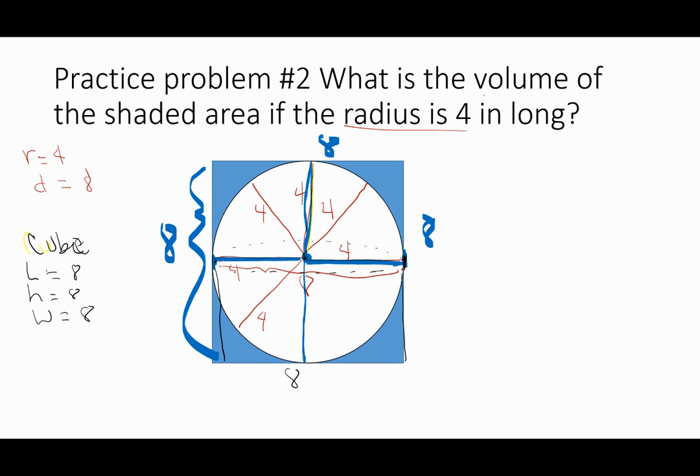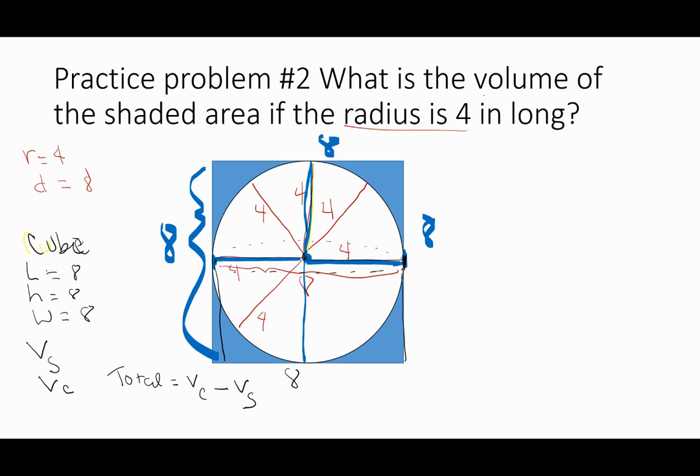So we have two figures here. We have the volume of a sphere, and we have a volume of a cube. And to find the volume total, we have to take the volume of the cube and subtract the volume of the sphere. So let's take a look at what this looks like here.